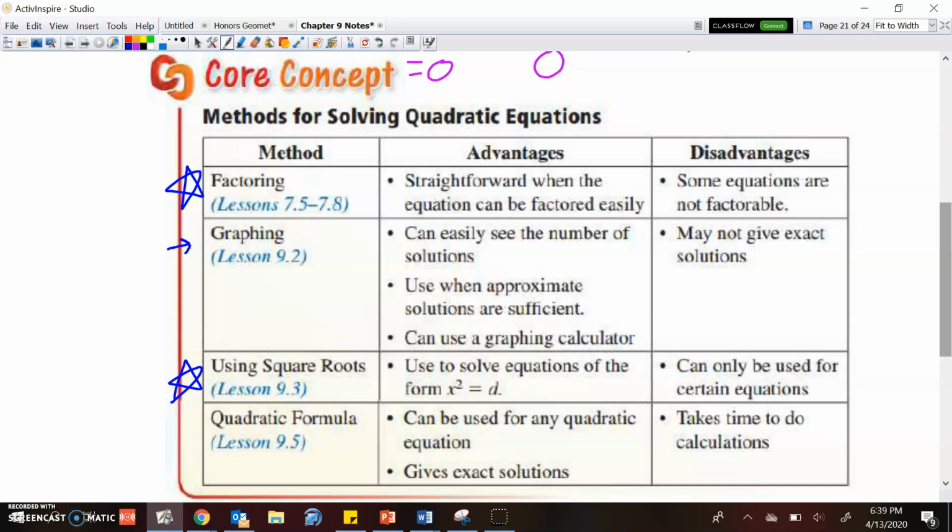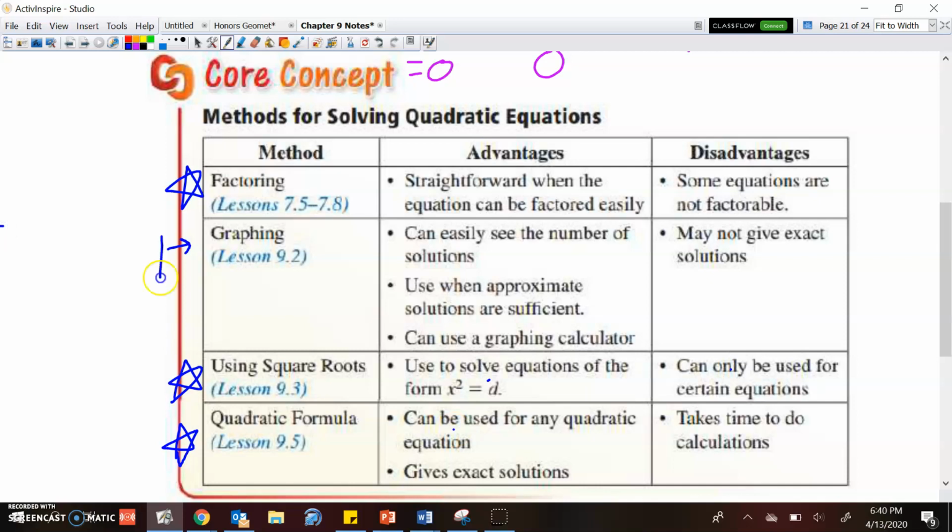So this method only works when you have x squared and a number, and it can only be used for certain equations. Then we learned the quadratic formula. In this lesson here, you can use it anytime it gives exact solutions, but a drawback is it does take time to calculate. Okay, so again, factoring is straightforward for things that work, but some don't factor out. Square roots only works with certain equations. That can be a drawback, and quadratic formula works all the time, but it does take time to do.